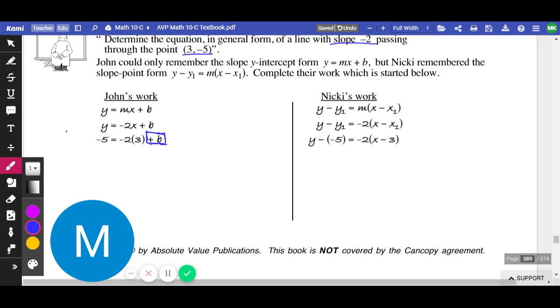To get that letter by itself, we're going to have to multiply negative 2 and 3. It would be negative 5 equals negative 6 plus b. We're then going to add 6 both sides. That gives us 1 equals b.